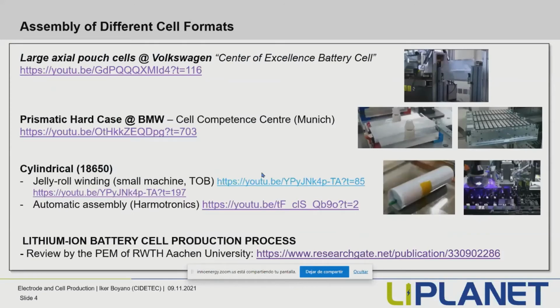Well, nowadays there is a lot of information about this kind of cell production, of this packaging. I left you here some examples, okay, of, for example, large axial pouch cells that are made in Volkswagen, or the prismatic hard case that are with BMW. And this is very good to see. You can touch if they are on YouTube, then you can see them. And there are here some videos about the cylindrical packaging. There is some machinery that is sold, and you can see how these cells are produced. There is a lot of information on the net about how the cells are prepared.